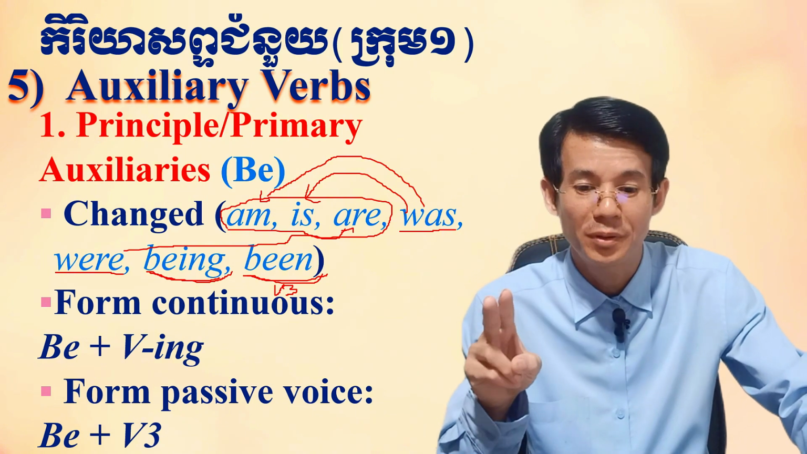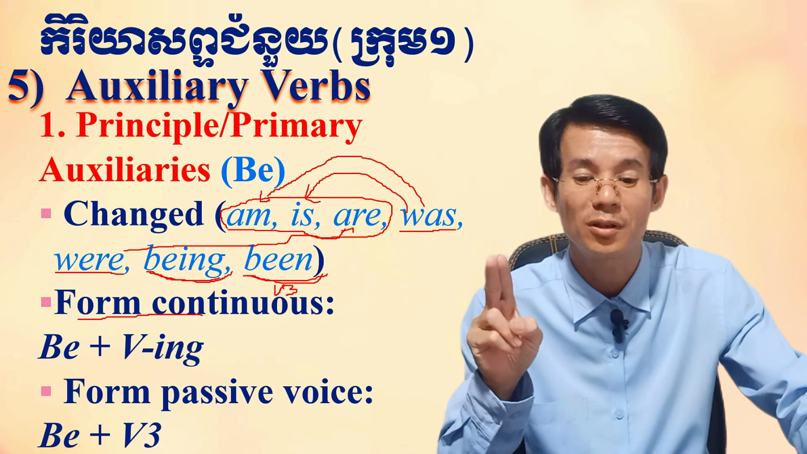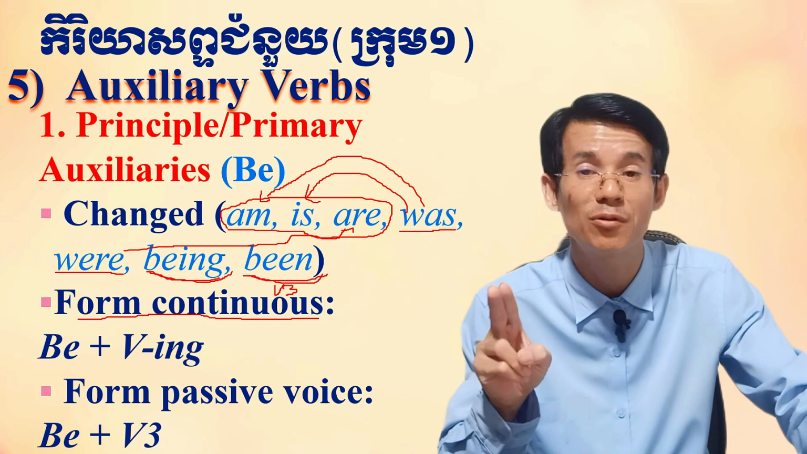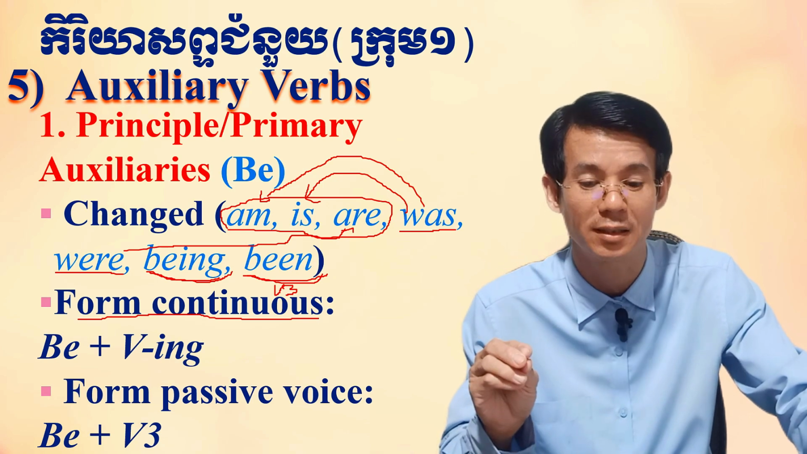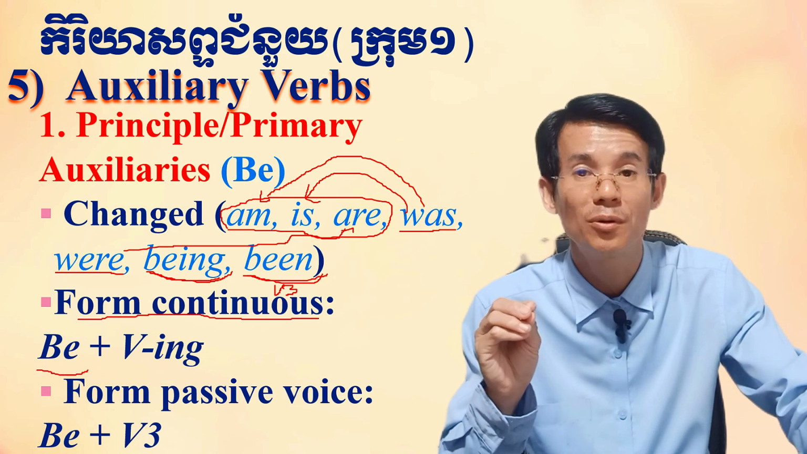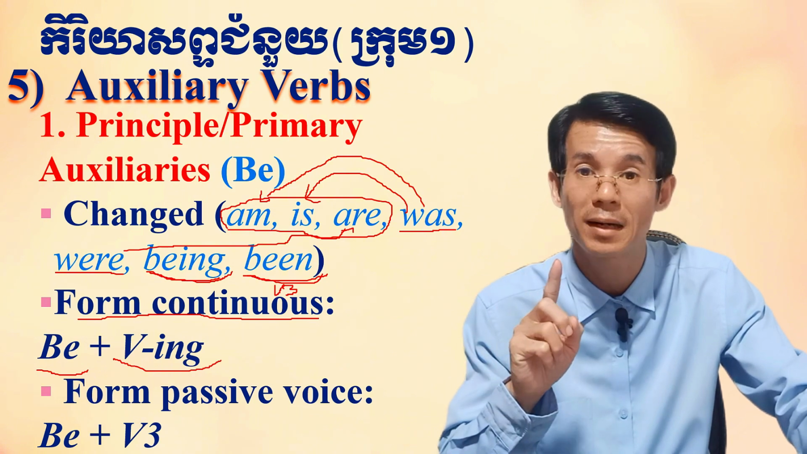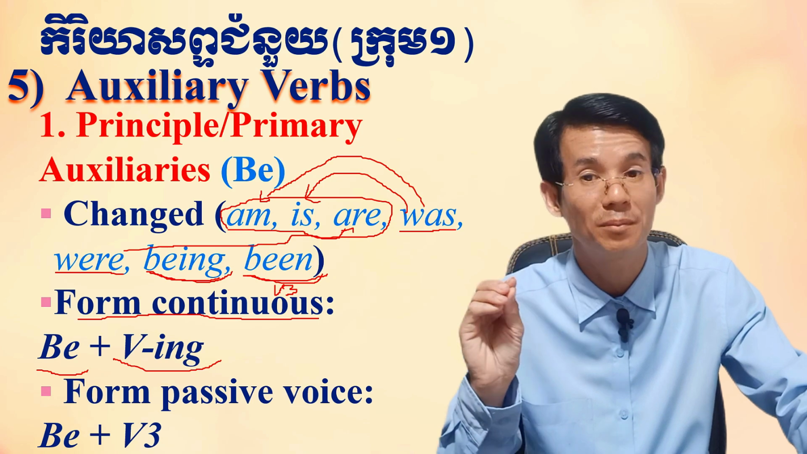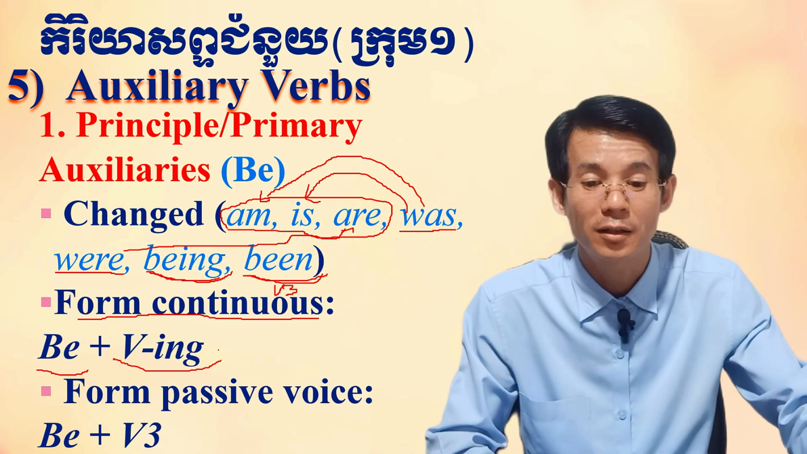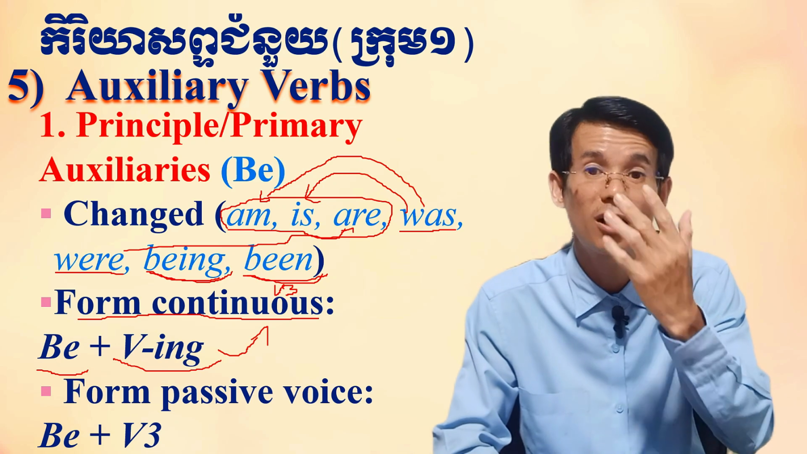Second point for verb be: it helps the main verb to form continuous tense. So it looks like this: verb be followed by verb-ing. The main verb plus verb-ing following verb be together form continuous tense.